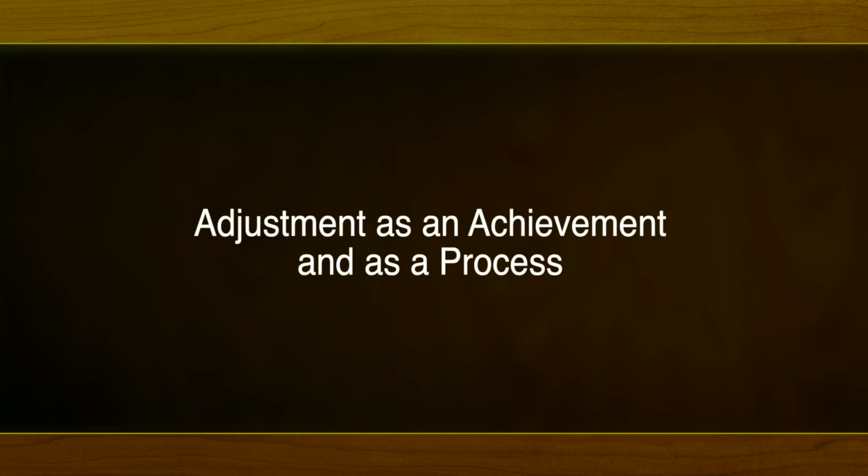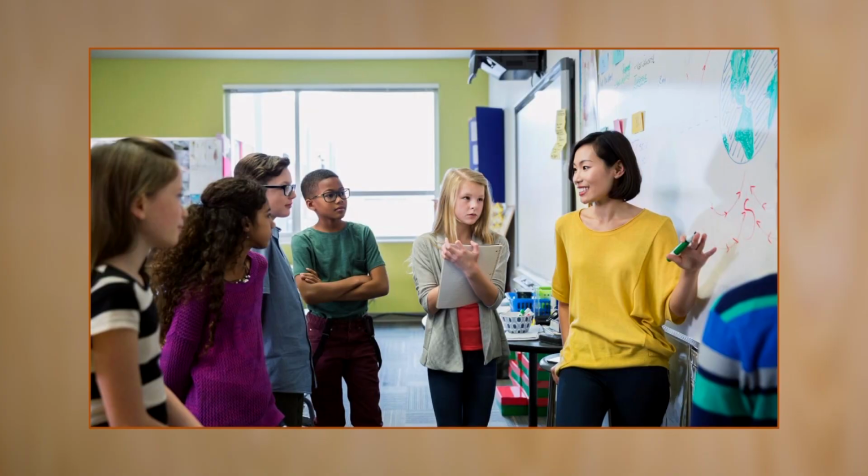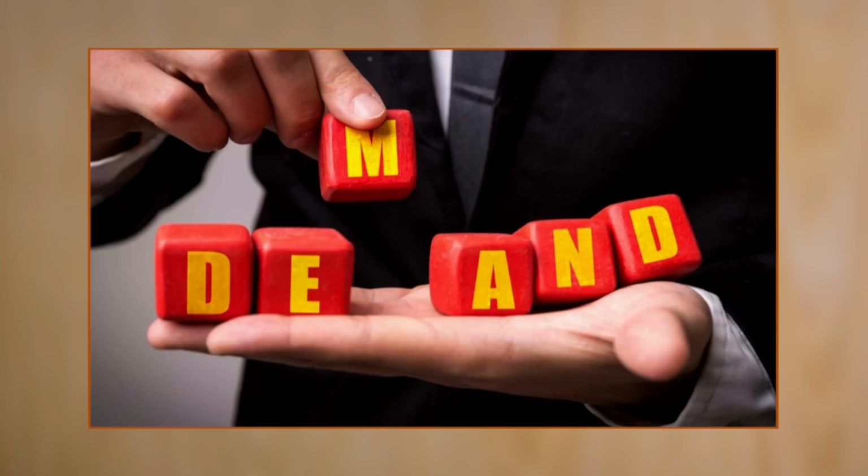Adjustment as an achievement and as a process. Adjustment may be viewed from two angles. From one angle, adjustment may be viewed as an achievement, or how well a person handles his conflicts or overcomes his resulting tension. From another angle, adjustment may be looked upon as a process, or how a person adjusts to his conflicts. In the first case, we ask whether a person's adjustment is adequate and efficient. In the second case, we ask how he adjusts and what are the modes of adjustment to various demands.